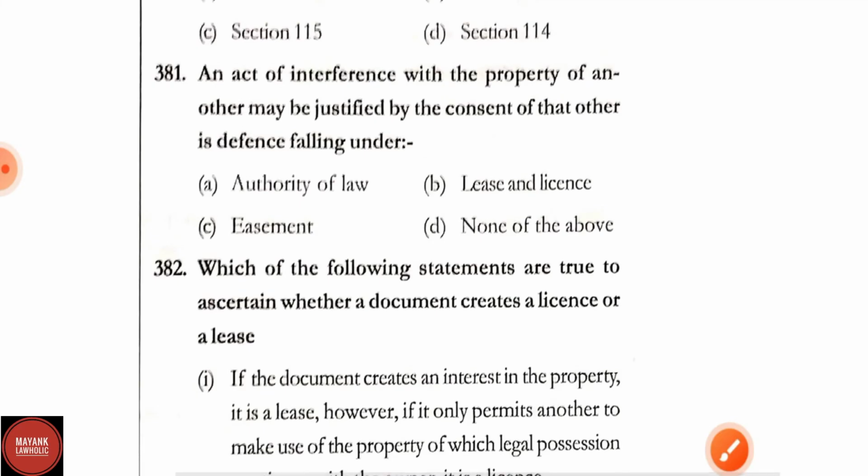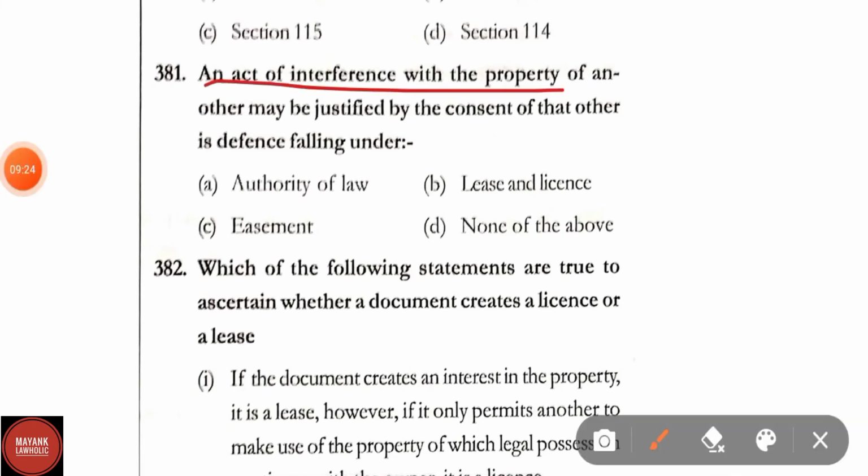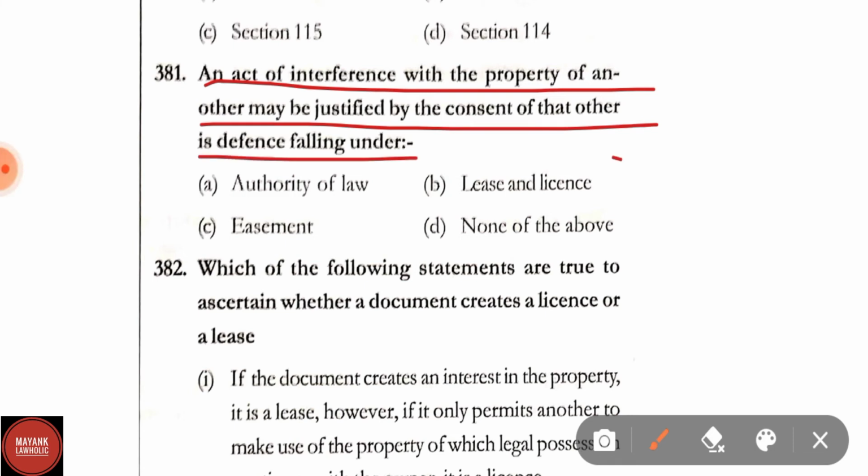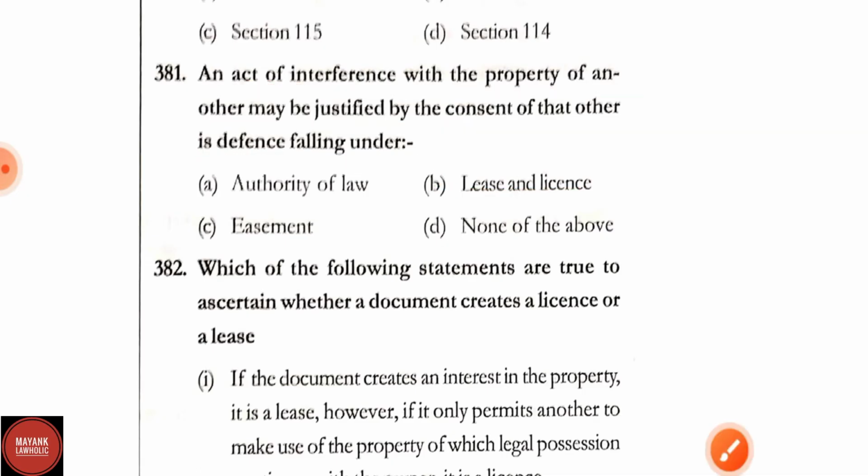Question number 381. An act of interference with the property of another may be justified by the consent of that other, a defense falling under option A, authority of law. Option B, lease and license. Option C, easement. And option D, none of the above. Correct answer is option B, lease and license.